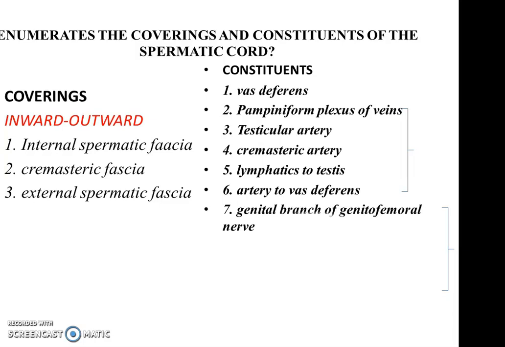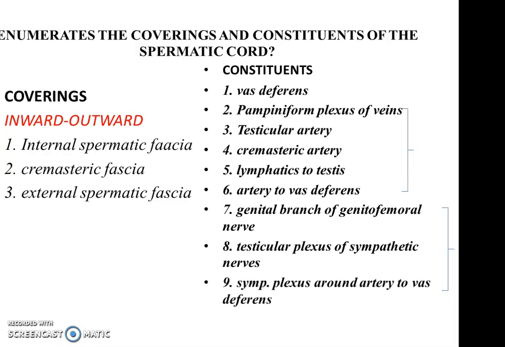So, you see, 2, 3, 4, and 5, as well as 6 come to supply and drain the structures. And now the next 3 down are actually innervations to structures around. The first, number 7, is the genital branch of the genitofemoral nerve. It comes around to innervate structures around it. And then the testicle is innervated too. So the testicular plexus of sympathetic nerve comes around to innervate the structures.